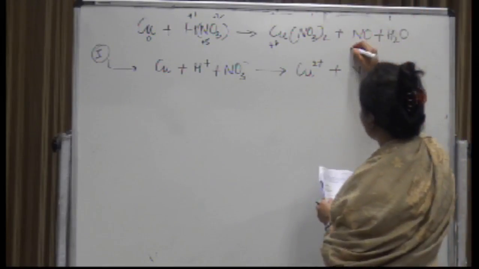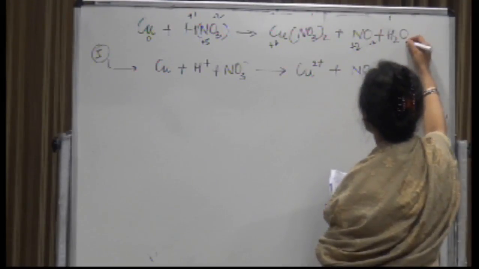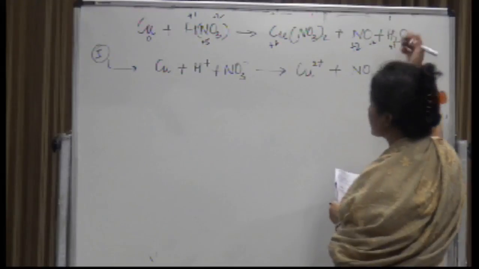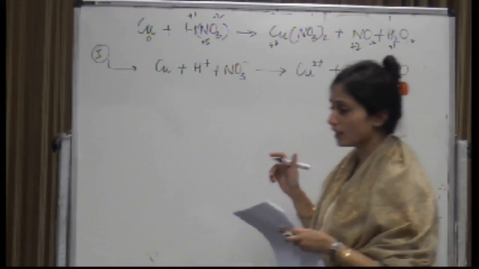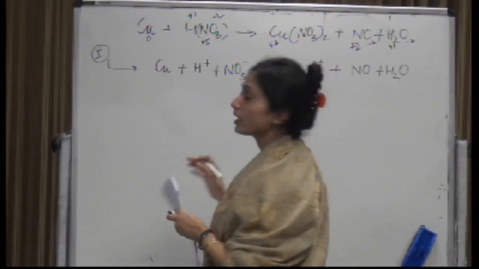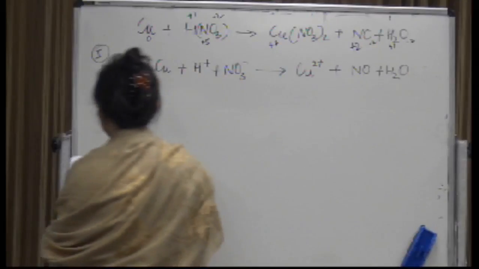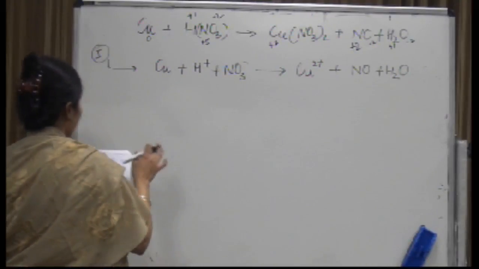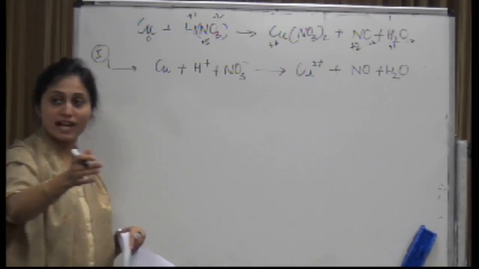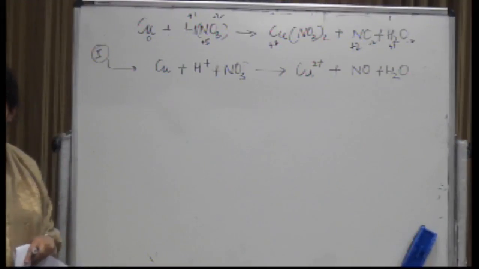NO में this becomes +2, -2 and -2 and +1. So water is like just generally saying. Now, this is done. Okay, so now the next step will be split the redox reaction into its oxidation half reaction and reduction half reaction. पहला step समझ में आया?